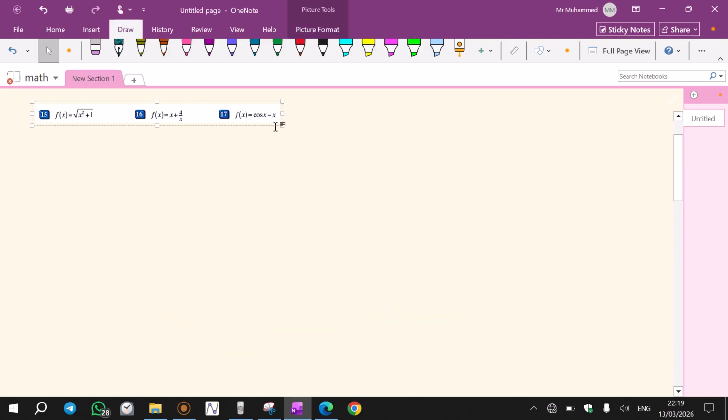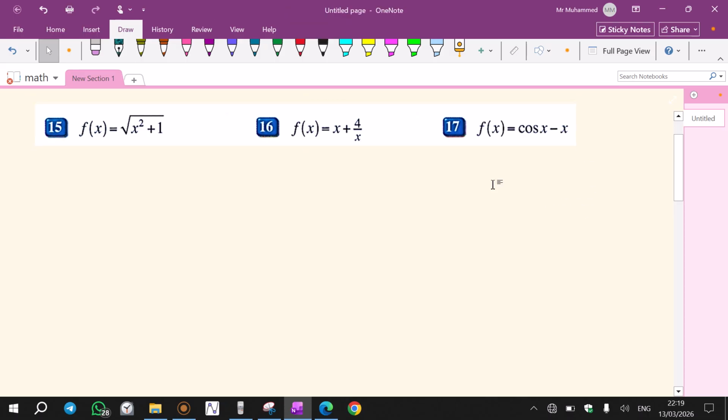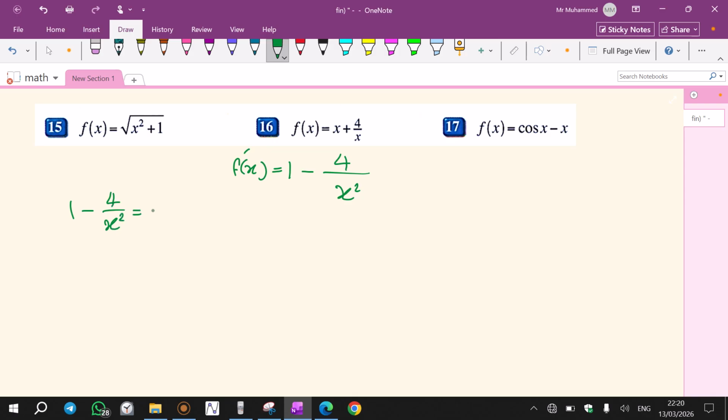Question 16 is also a very easy question. To find maximum or minimum, we begin with first derivative. F prime x equal to 1 minus 4 over x squared. That's the first derivative. If I say first derivative equal to 0, then we're going to say 1 minus 4 over x squared equal to 0.